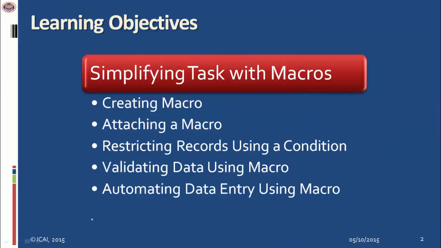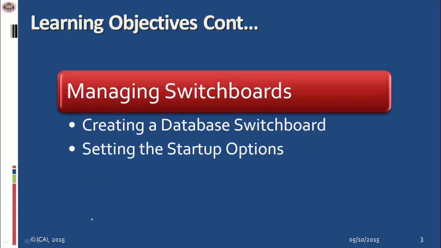Learning objectives of this chapter: simplifying tasks with macro, creating a macro, attaching a macro, restricting records using a condition, validating data using macro, automating data entry using the macro. The next part of this chapter is managing switchboard: creating a database switchboard and setting the startup option.